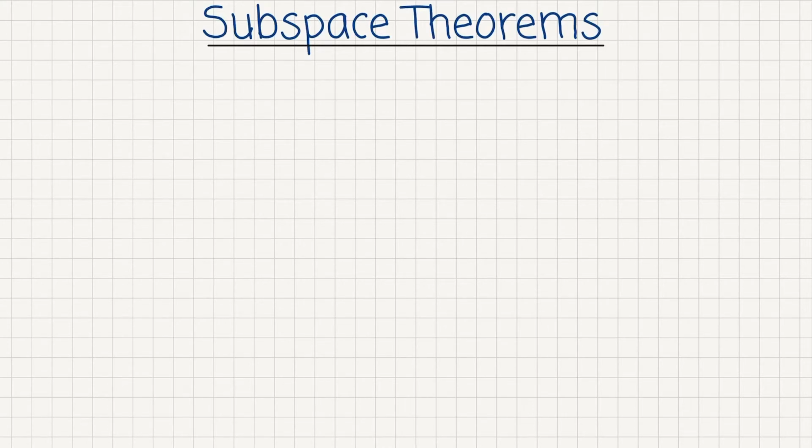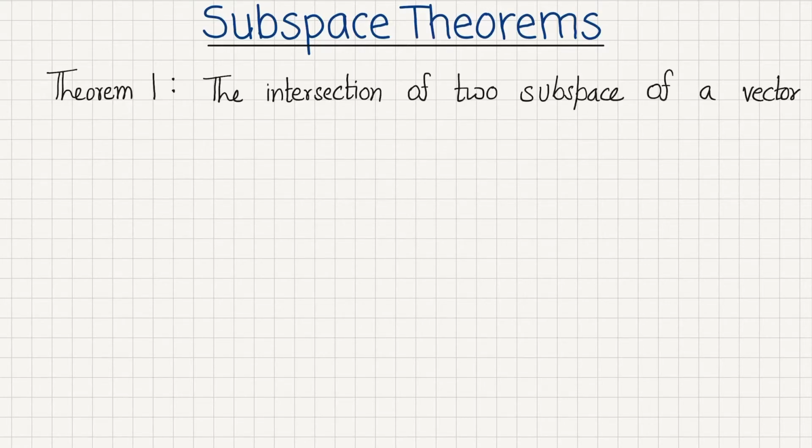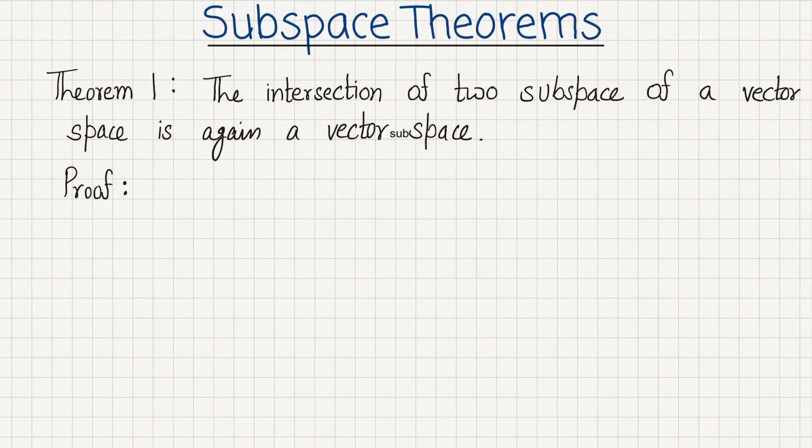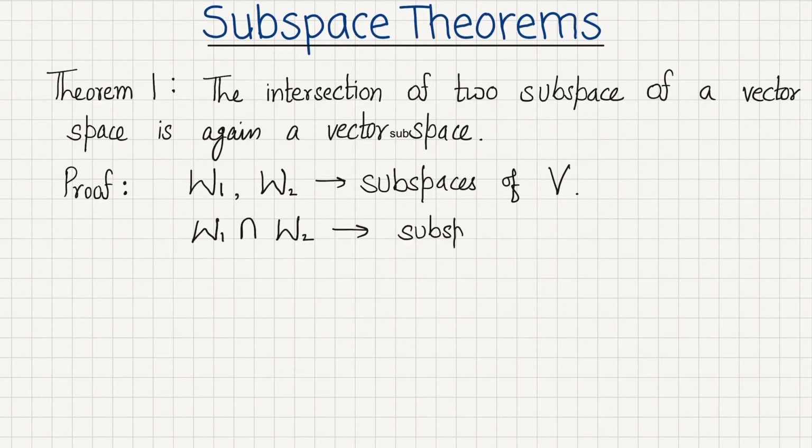So let us begin with Theorem 1, which says that the intersection of two subspaces of a vector space is again a subspace. So let's see the proof, how we will prove it. Suppose we have two vector subspaces W1 and W2 of a vector space V. We have to show that W1 intersection W2 is again a subspace.